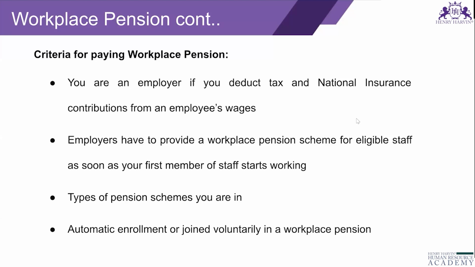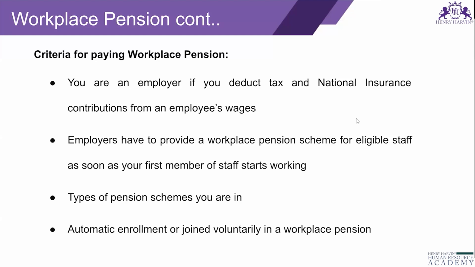Employers have to provide a workplace pension scheme for eligible staff. That is the criteria I told you, as soon as your first member of staff starts working. So what is the criteria? £10,000 annual salary. Age is 22 and above. Okay. This is the criteria.